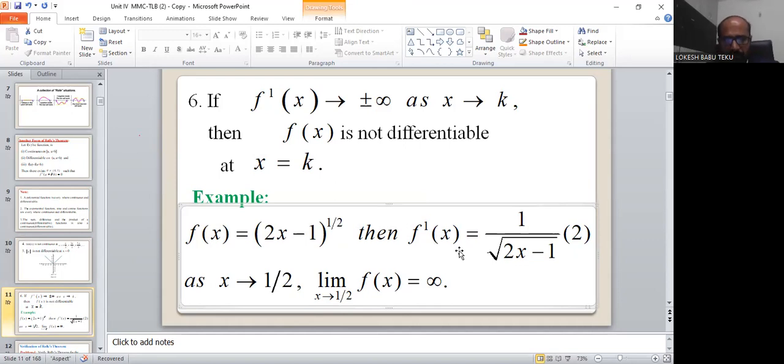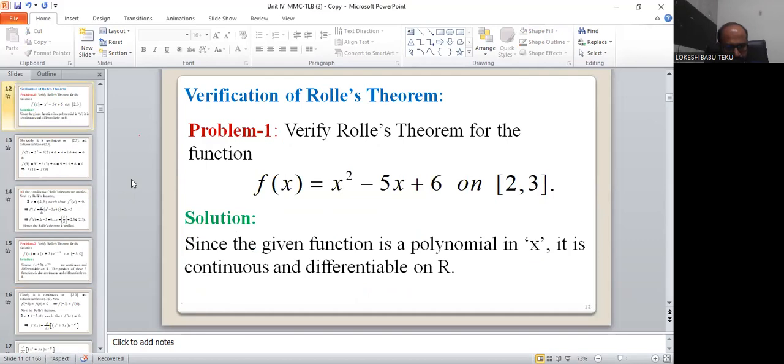So in this way, we can say easily whether a function is differentiable or not differentiable. Okay. Right. Now, let us see one problem.